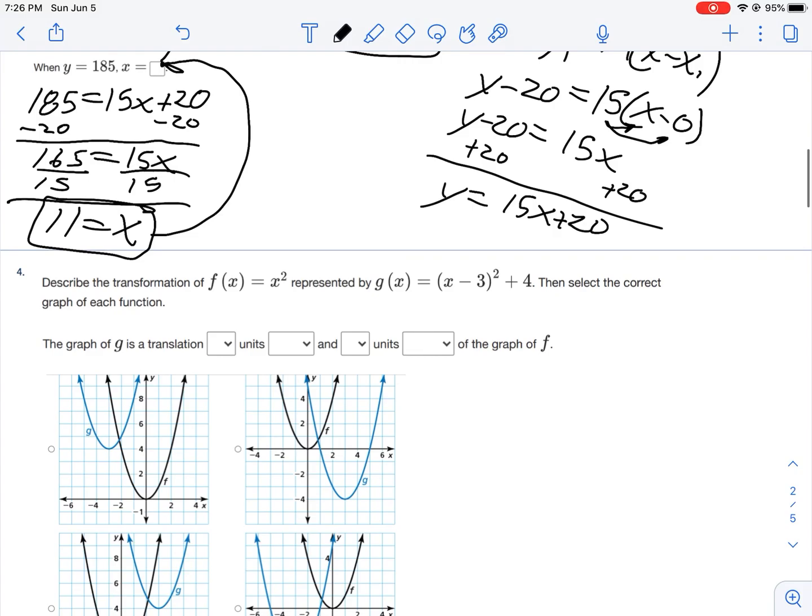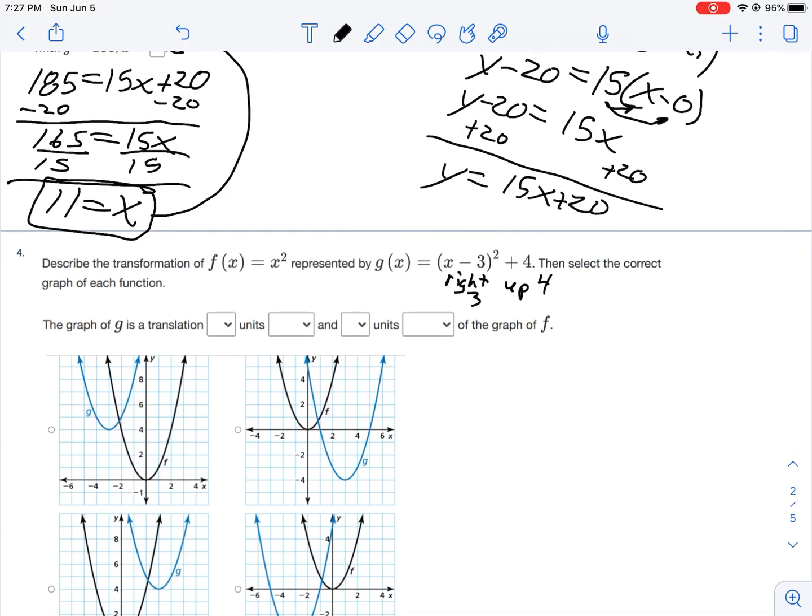All right, question 4. Describe the transformation f of x equals x squared represented by g of x equals x minus 3 squared plus 4. Inside is left and right. Outside is up and down. This is telling us to go to the right 3 and up 4. Again, vertex form will be on the board. It's been on the board basically the entire semester.